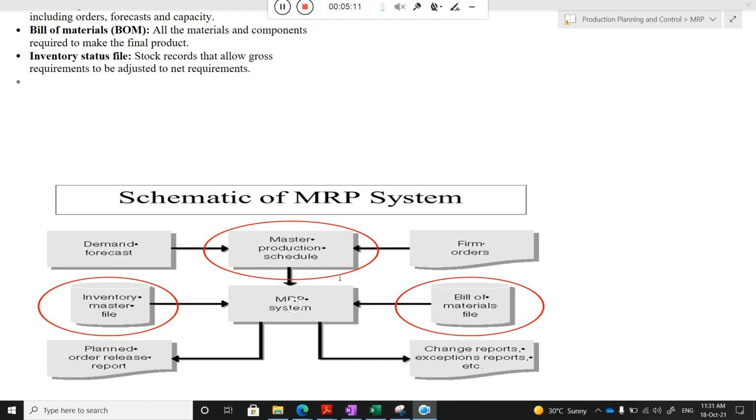So why do we need to draw the MRP and make the material requirement planning in any industry? Because we need to plan the order release, meaning when I need to release the order for inventory or subcomponents to my supplier, so I will get everything on time, as well as the change report, exception report, etc. That is all based on the MRP system.